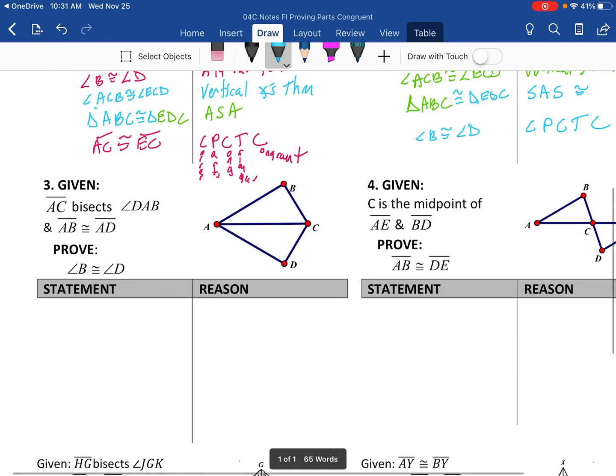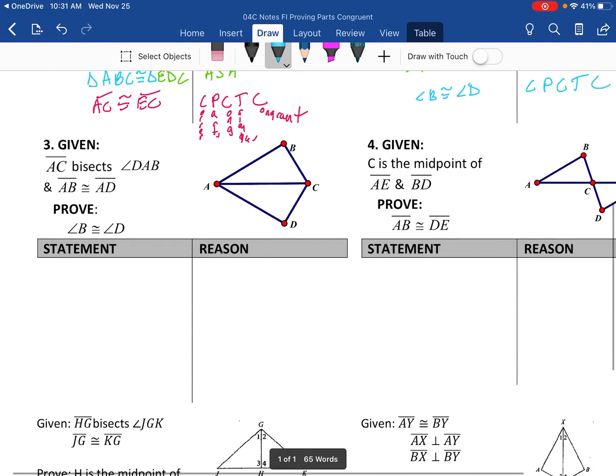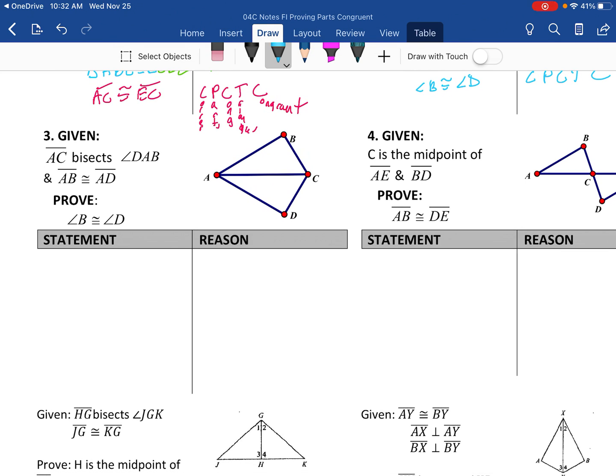All right. So something similar. So we have AC bisects angle DAB. That's given. And I know AB is congruent to AD.